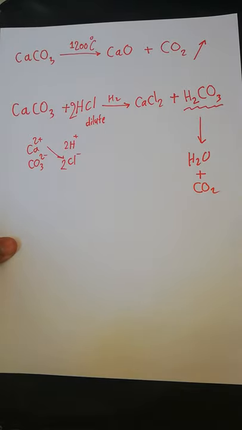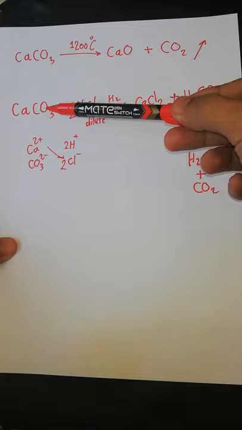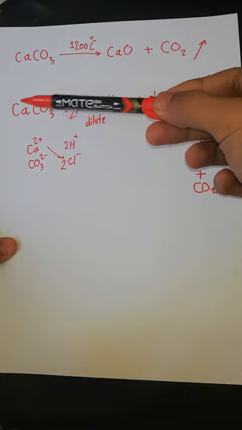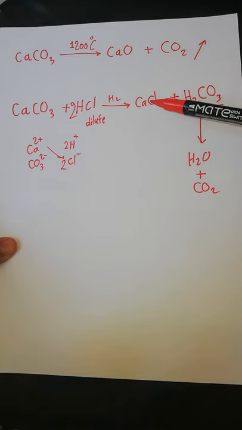So, in the reaction between metal carbonate, calcium carbonate, with dilute HCl, the result is CaCl2, calcium chloride, plus H2CO3, carbonic acid. Carbonic acid is an unstable compound and will decompose to H2O, water, and CO2, carbon dioxide. Do you understand? Yes, excellent.